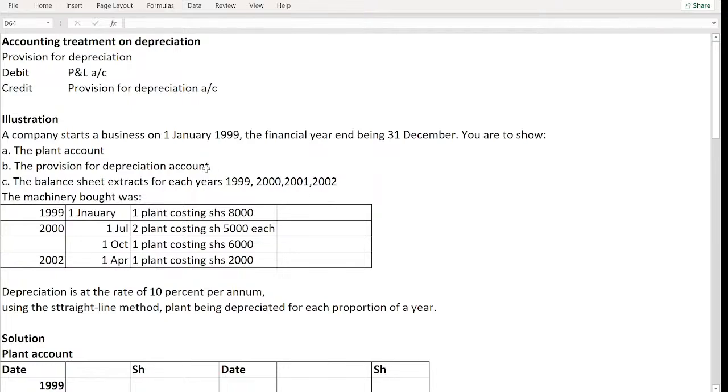So the first example that we can look at is about the accounting treatment and depreciation. I've discussed that, but I'd like to look at one example.